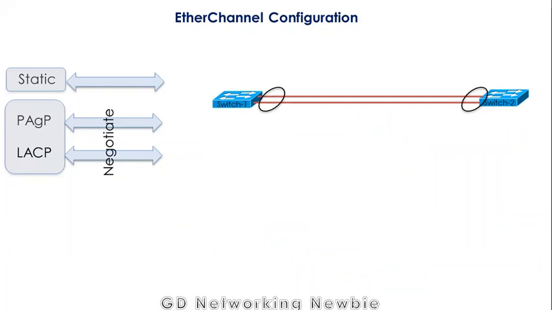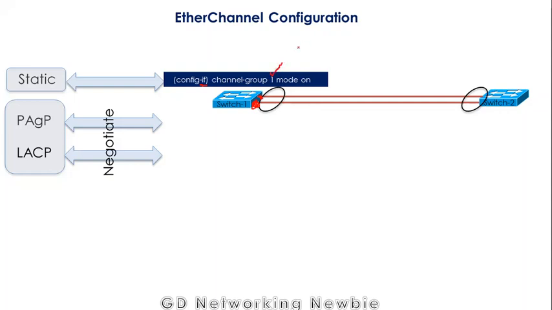Now to configure the EtherChannel between these 2 switches using the static method, we have a command. So this is the command. To configure the EtherChannel, first we need to go to those specific ports or specific interfaces like this. Once we are in this interface mode, we can use this command, that is channel-group, and then a channel group number.